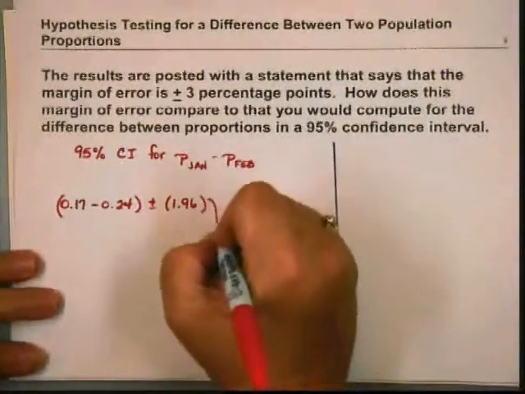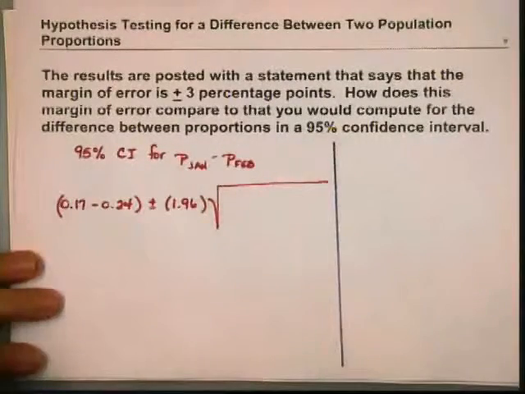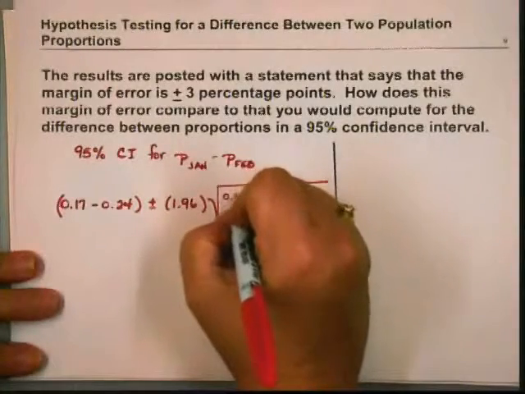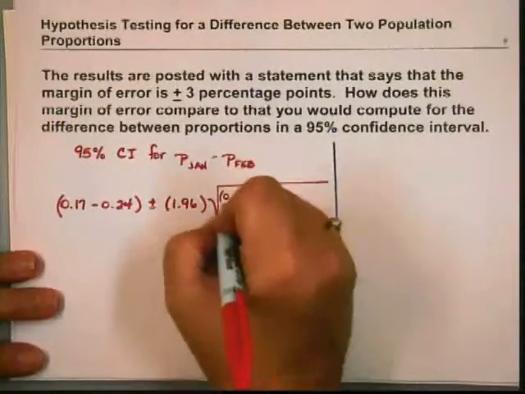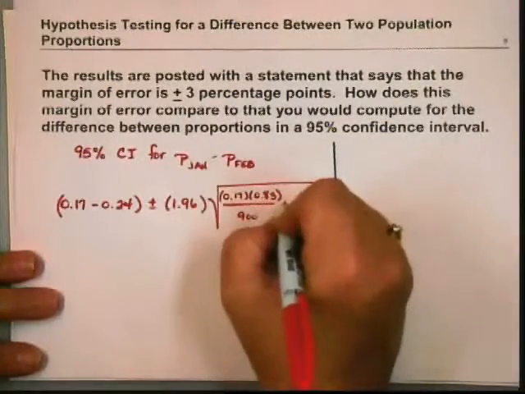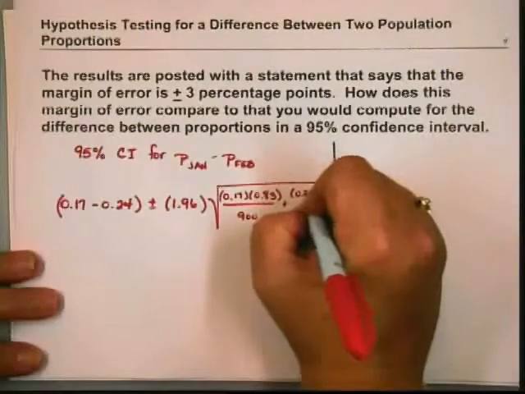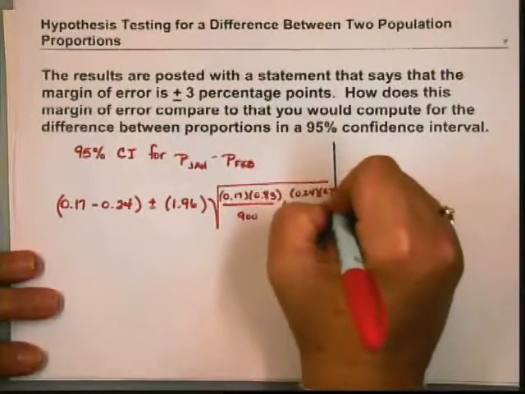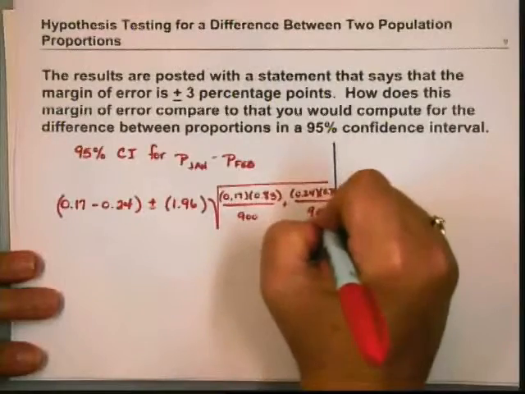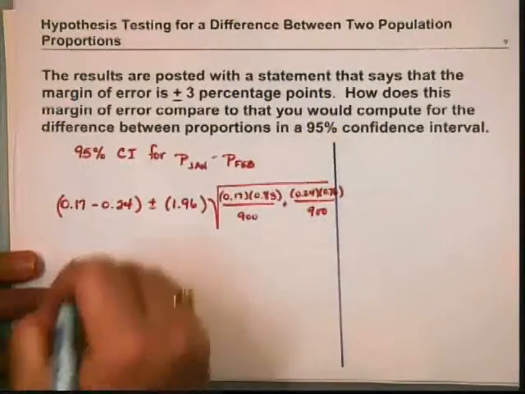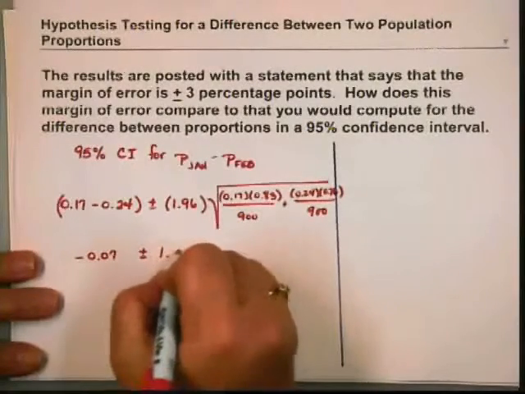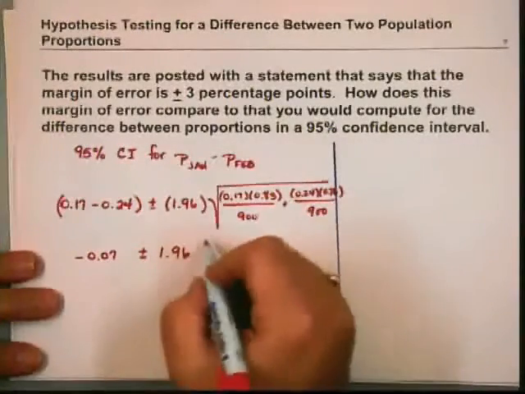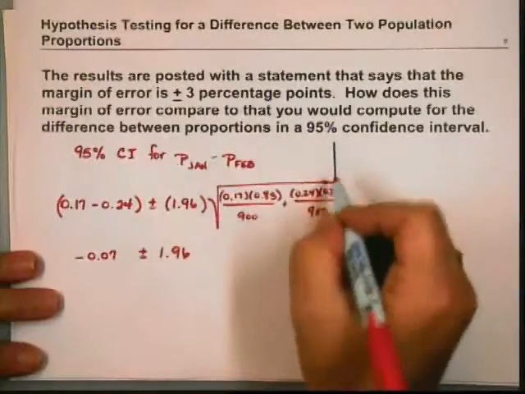Our standard error, not going to use the pooled one. We're not assuming that there's no change. So that means I'm going to have 0.17 times 0.83 over 900 plus 0.24 times 0.76 over 900. So I have negative 0.07 plus or minus 1.96 times this quantity in the square root.